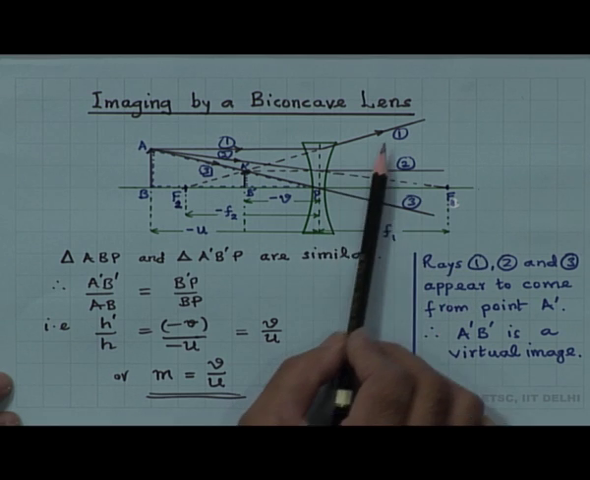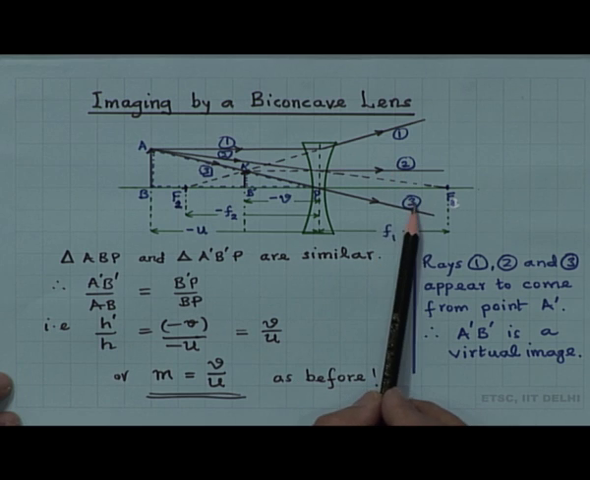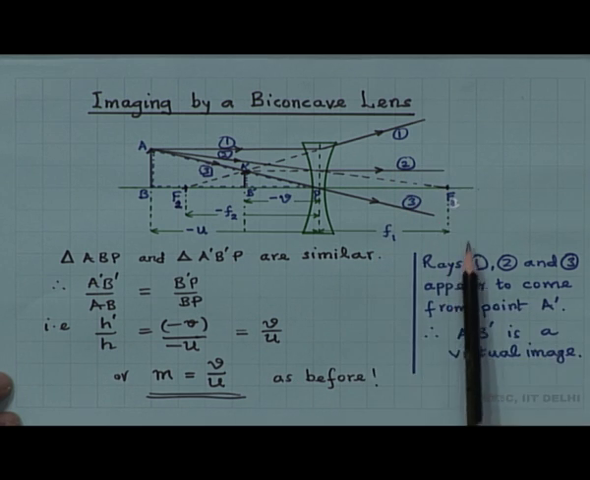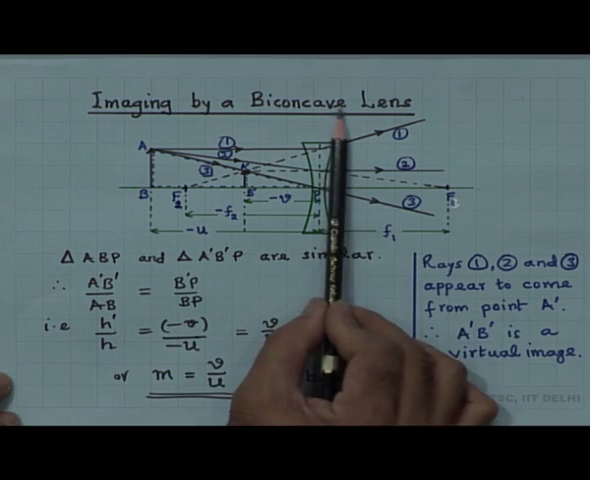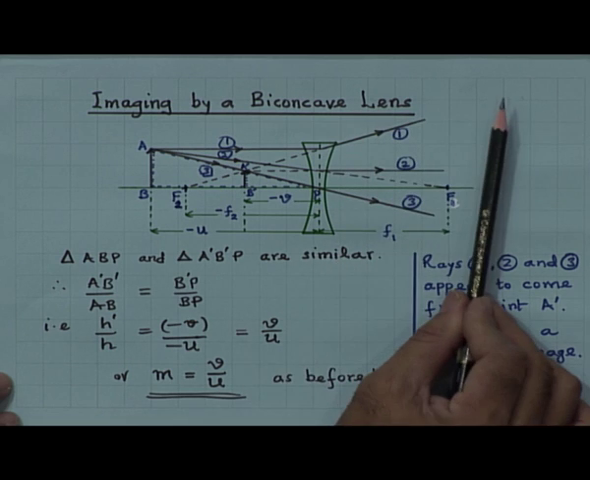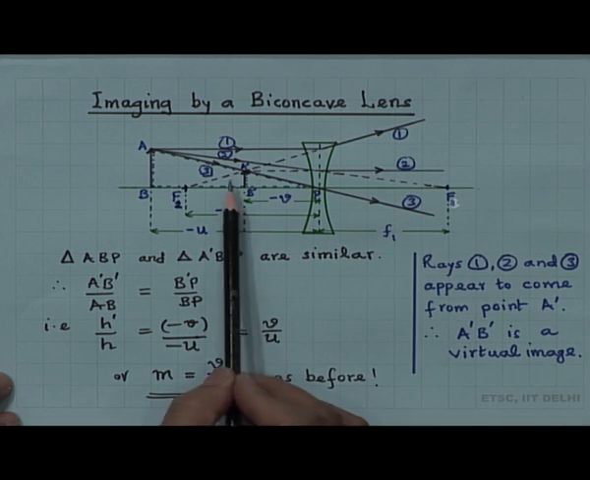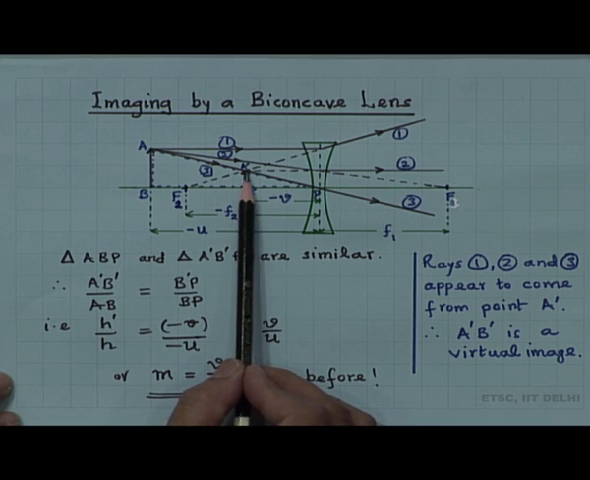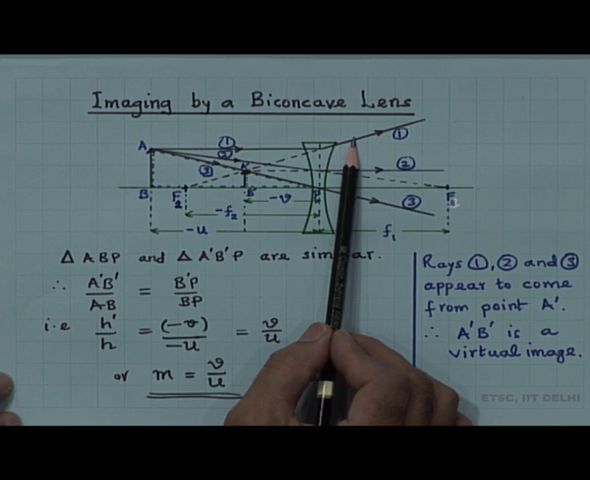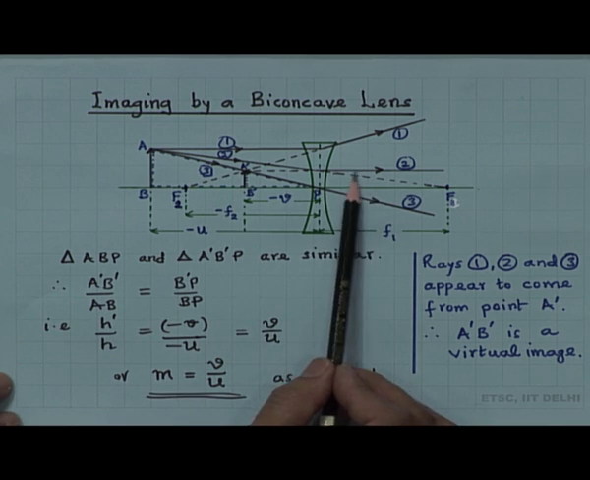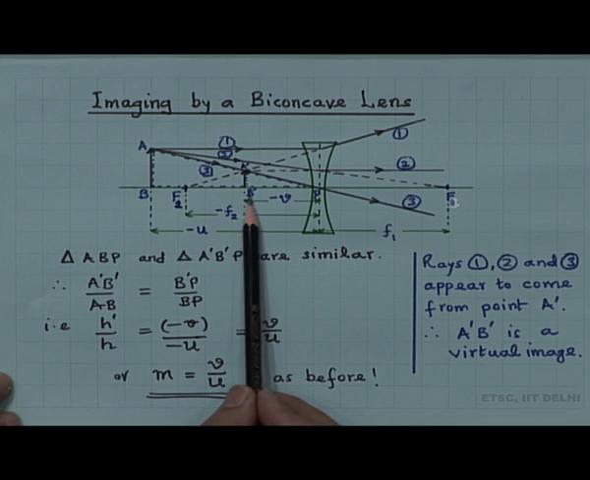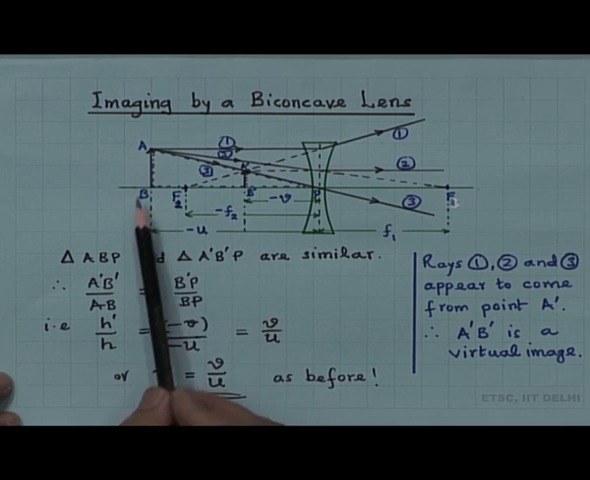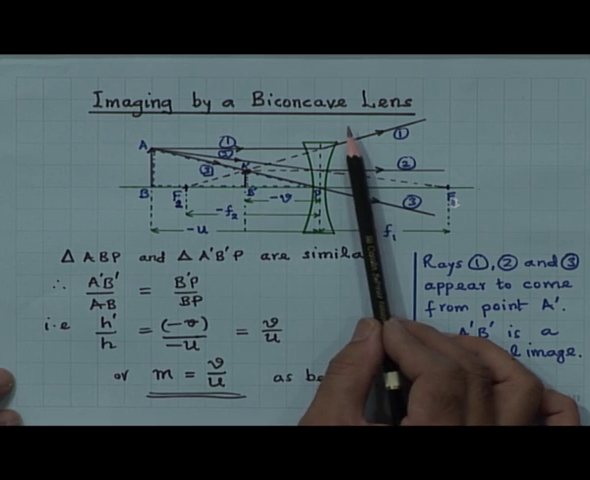All the three rays 1, 2, 3 do not intersect anywhere here. Rays coming from A do not intersect anywhere on the other side of the lens, but note that they appear to come from a point where they intersect. If we extend these backward, then they appear to come from a point A dash, and therefore, A dash B dash is the image of AB due to a biconcave lens.